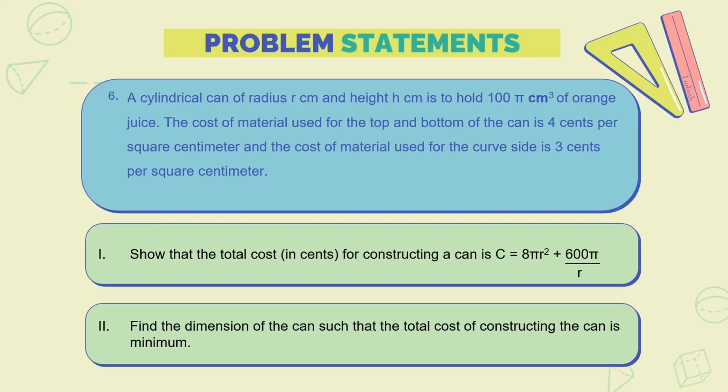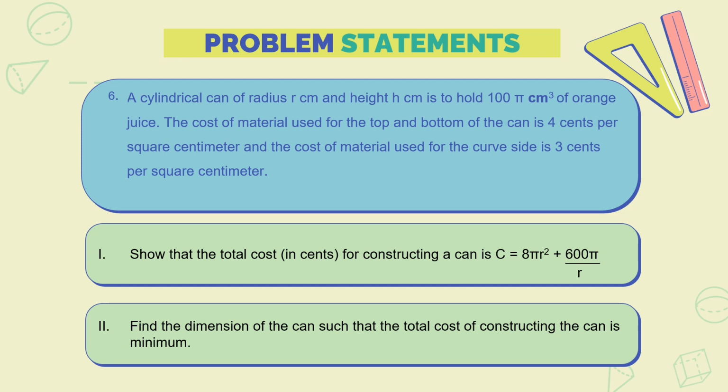Problem statements. 6. A cylindrical can of radius r cm and height h cm is to hold 100π cm³ of orange juice. The cost of material used for the top and bottom of the can is 4 cents per square centimeter, and the cost of material used for the curved side is 3 cents per square centimeter.